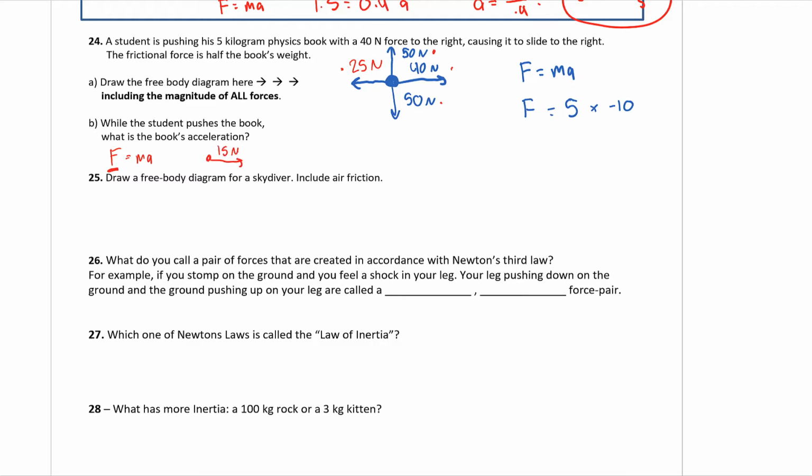So I've got F equals ma. F is 15 newtons, equal to the mass of the book, which is 5, times the acceleration. So 15 divided by 5 is 3. So the acceleration is 3 meters per second squared.